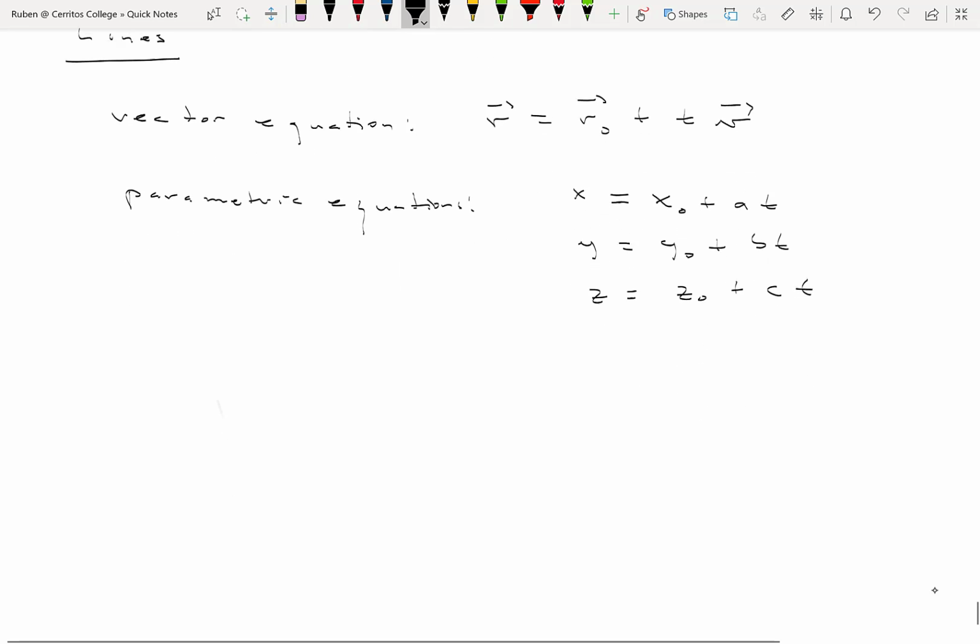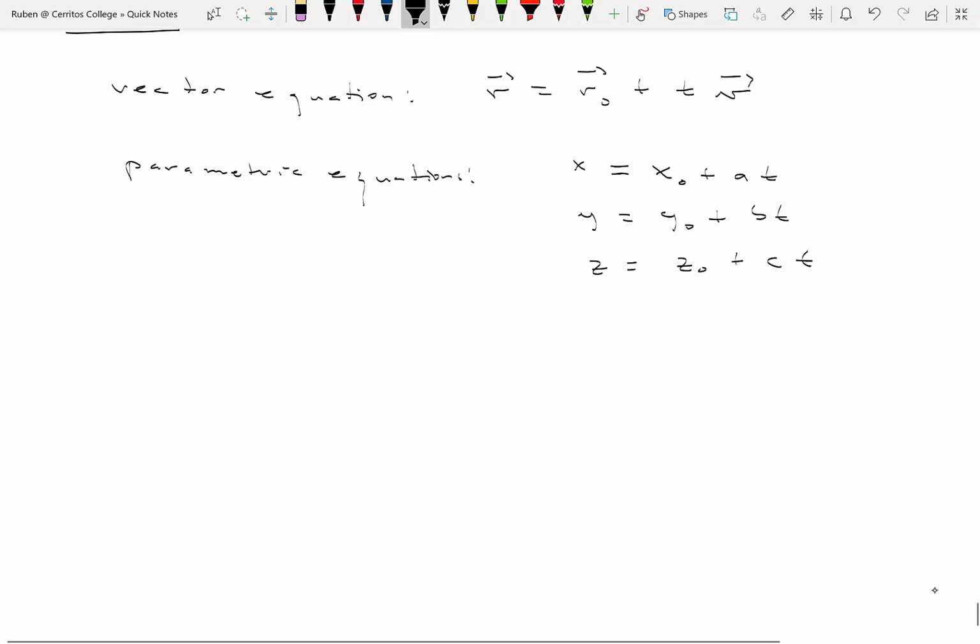But there's another way to do this, and it's not as popular as the first 2 ways. These first 2 ways are very popular, with the second way being the most popular. Parametric equations are very, very common. So the last way to represent a line is to take the parametric equations and solve each of them for t.